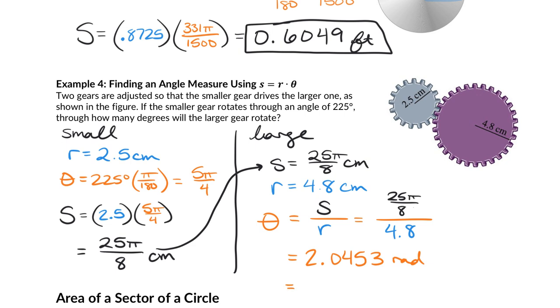So go ahead in your calculator. You still have that number saved. Just press multiply 180 divide by and then use the pi button.